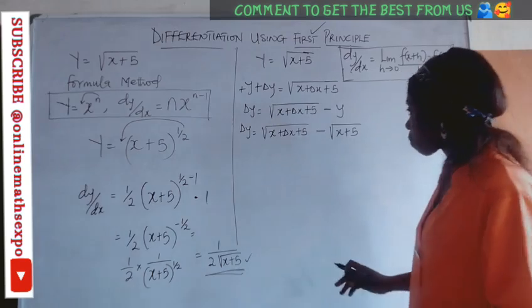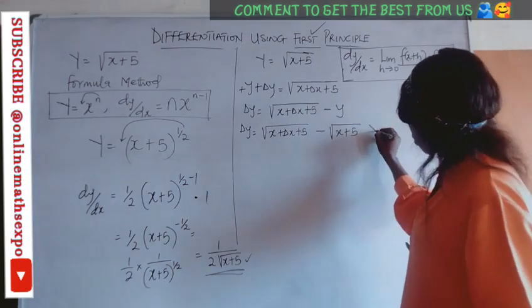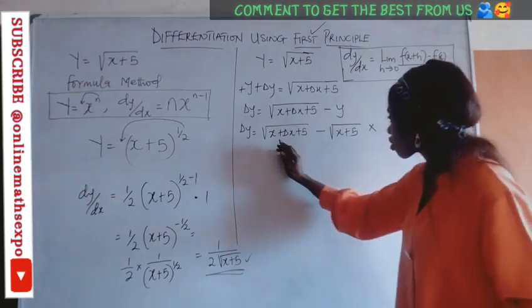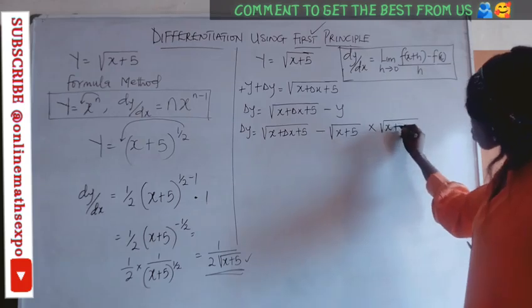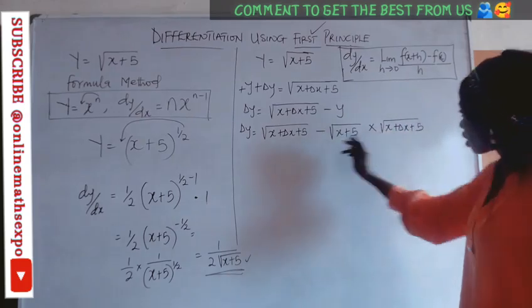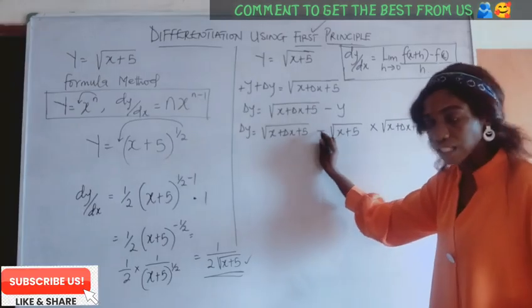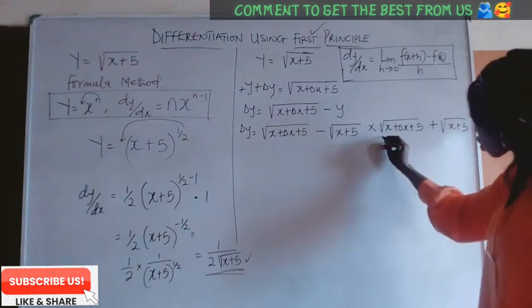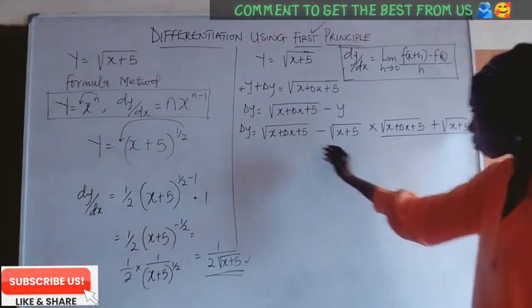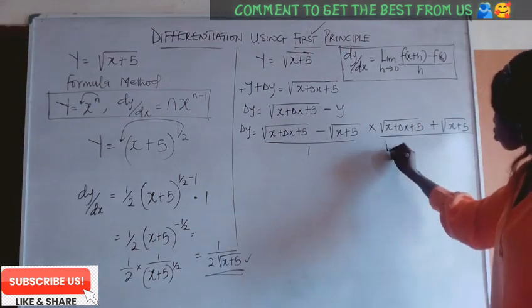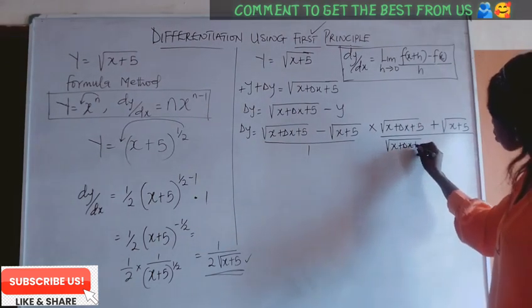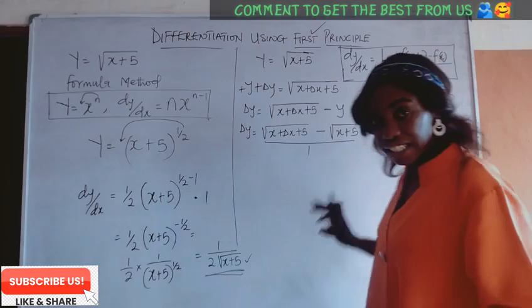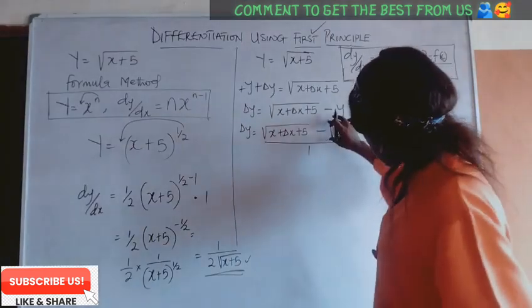So what are we going to do now? What we need to do here is, we are going to multiply this by the conjugate. So what will be the conjugate? The conjugate will be the root of x plus change in x plus 5. Change this sign from negative to positive, so it will be plus root of x plus 5. Use it also to multiply the denominator. Remember, this is over 1. So we're going to have root of x plus change in x plus 5 plus root of x plus 5. This is what we do, and it means you have rationalized this numerator.